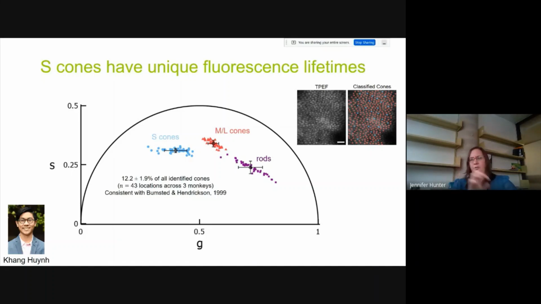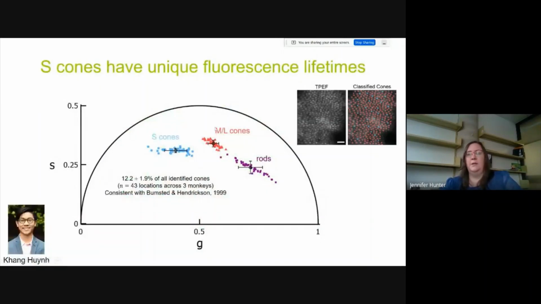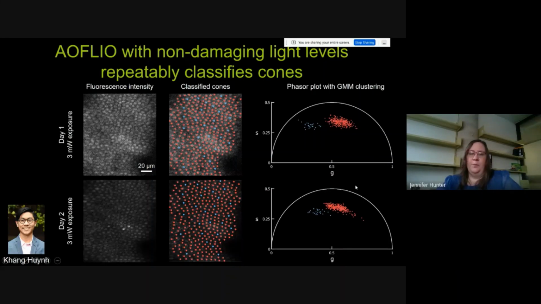3 clusters within the photoreceptor mosaic, seeing the cluster for the ML cones, the rods, and again, a cluster that we identified as S cones. The proportion of cones that were S cones is consistent with what we'd expect for the monkeys that we were looking at and for their cone identities. With this, we then proceeded to compare: is this repeatable? Are the cones showing up the same?